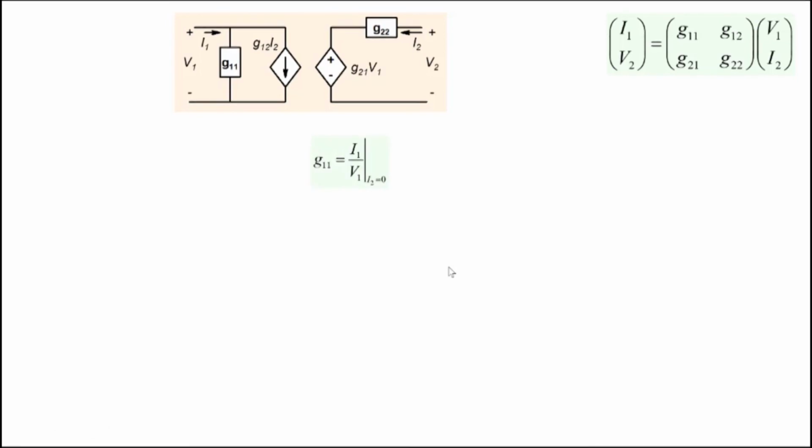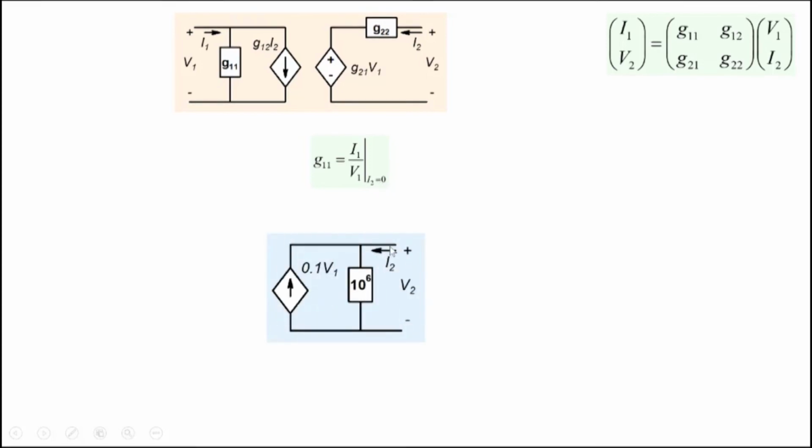Similarly, the G parameter will also cause the same thing here, because it requires the output to be open circuited. So I2 equal to 0 here, and the moment you put I2 equal to 0, again the same thing will happen. So both Z parameters and G parameters are not suitable, because you will have difficulty measuring them. Experimentally, you would have problems in determining them.